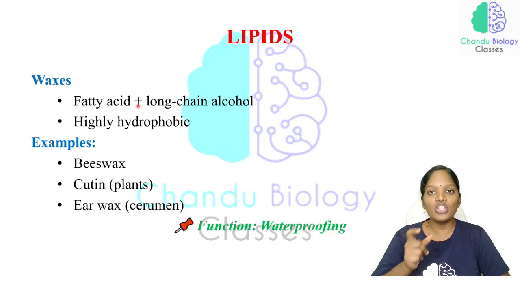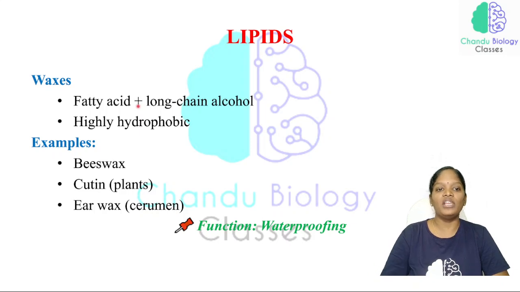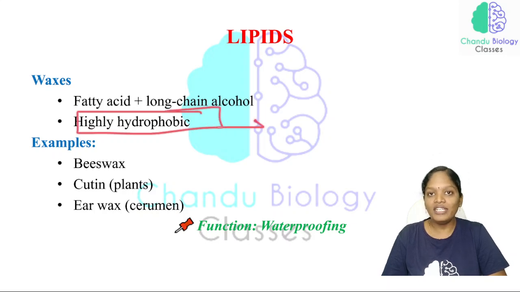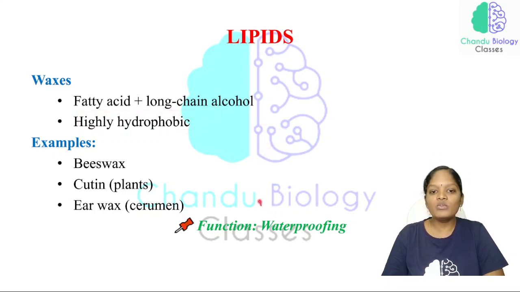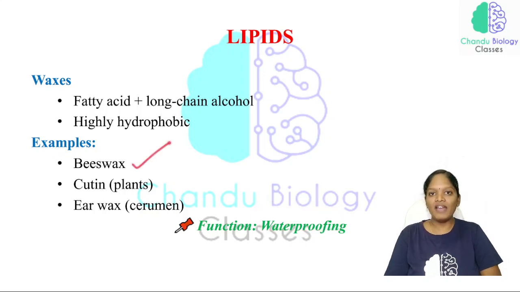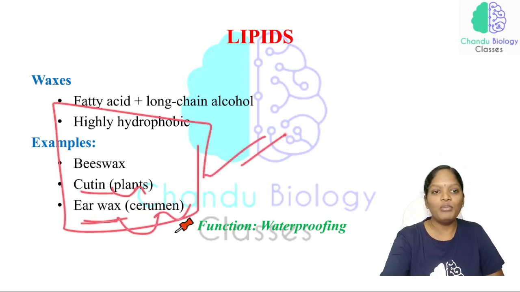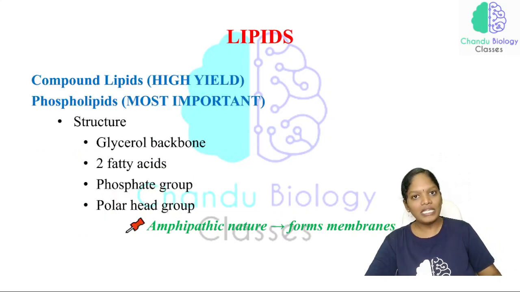It is not a short chain, it will be a long chain alcohol, and it will be highly hydrophobic. As it is water hating, we can call waxes waterproofing. The best examples of waxes are beeswax, cutin, which is present in plants, and earwax, that is cerumen. So these were the waxes. Very important thing. Now that's all about the simple lipids.